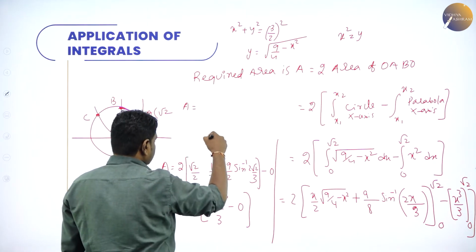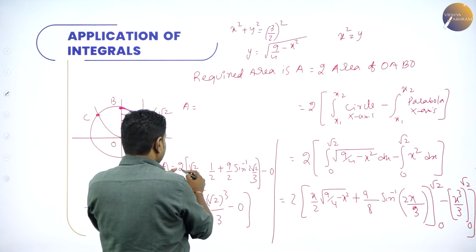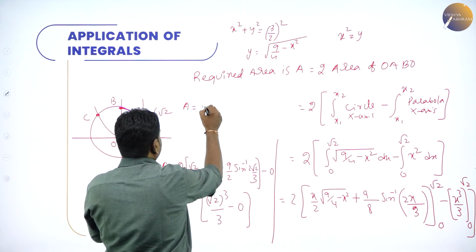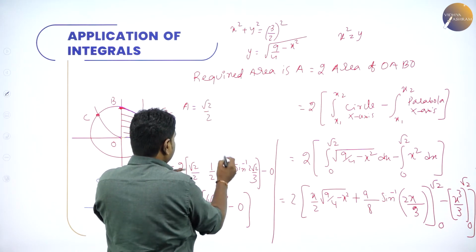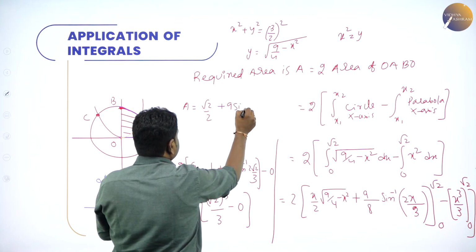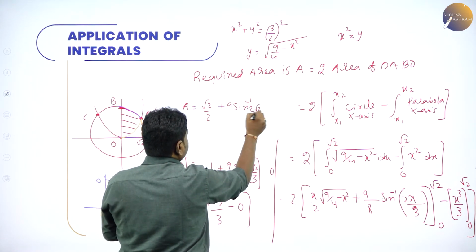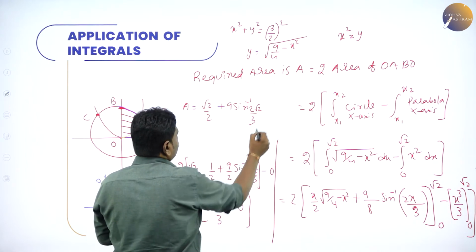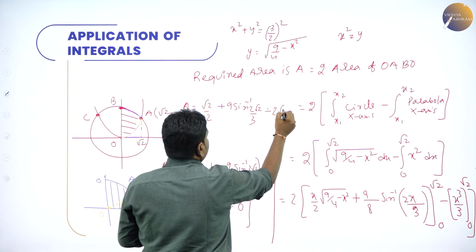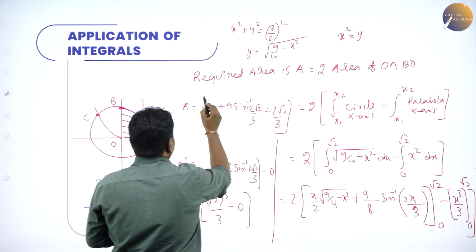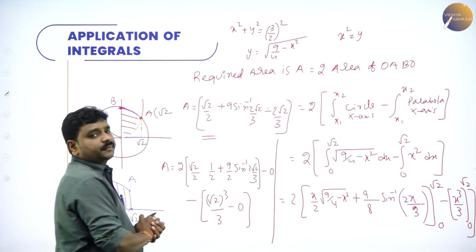Required area is equal to, you multiply 2 inside, 2 cancels, it will become root 2 by 2 into 9 sin inverse 2 root 2 by 3, zeros you leave, root 2 cube can be written as minus 2 root 2 by 3. This is the required area. Further, if you want, you can simplify or leave it.